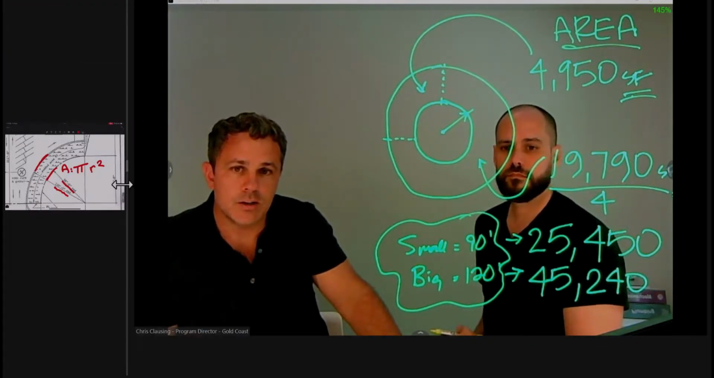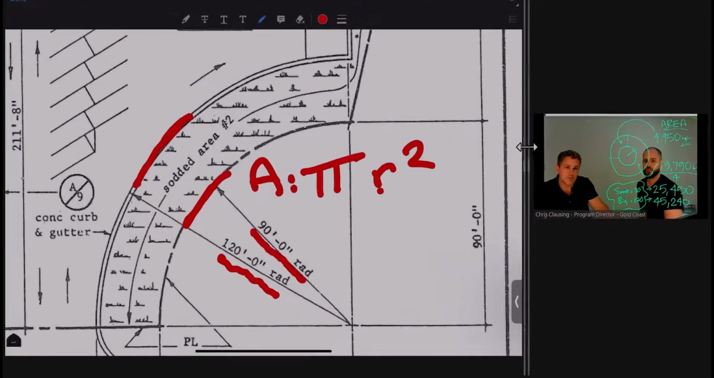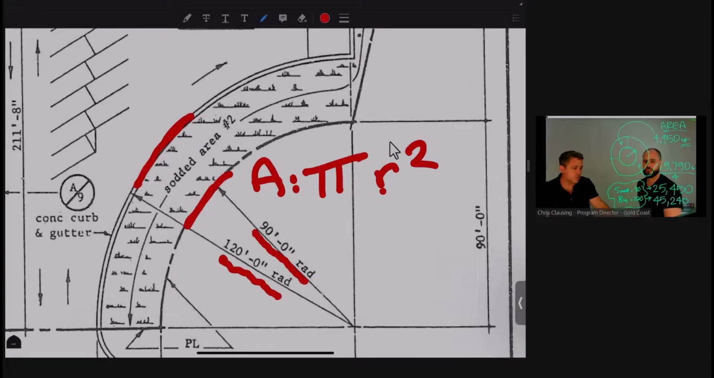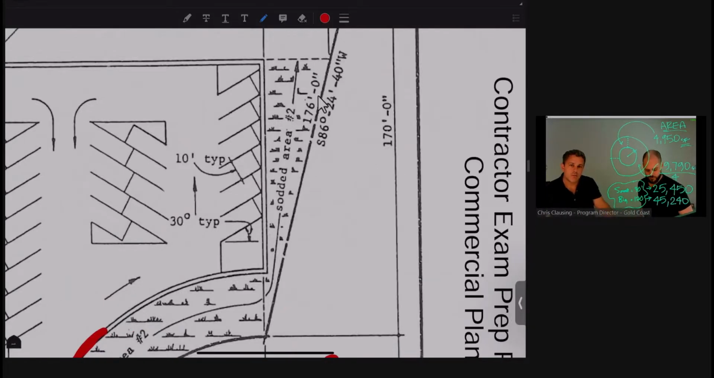I'm going to bring your plan back. We've got to deal with this triangle now, right? So let's go to the triangle real quick. Sorry, and let's show them what we're dealing with here.